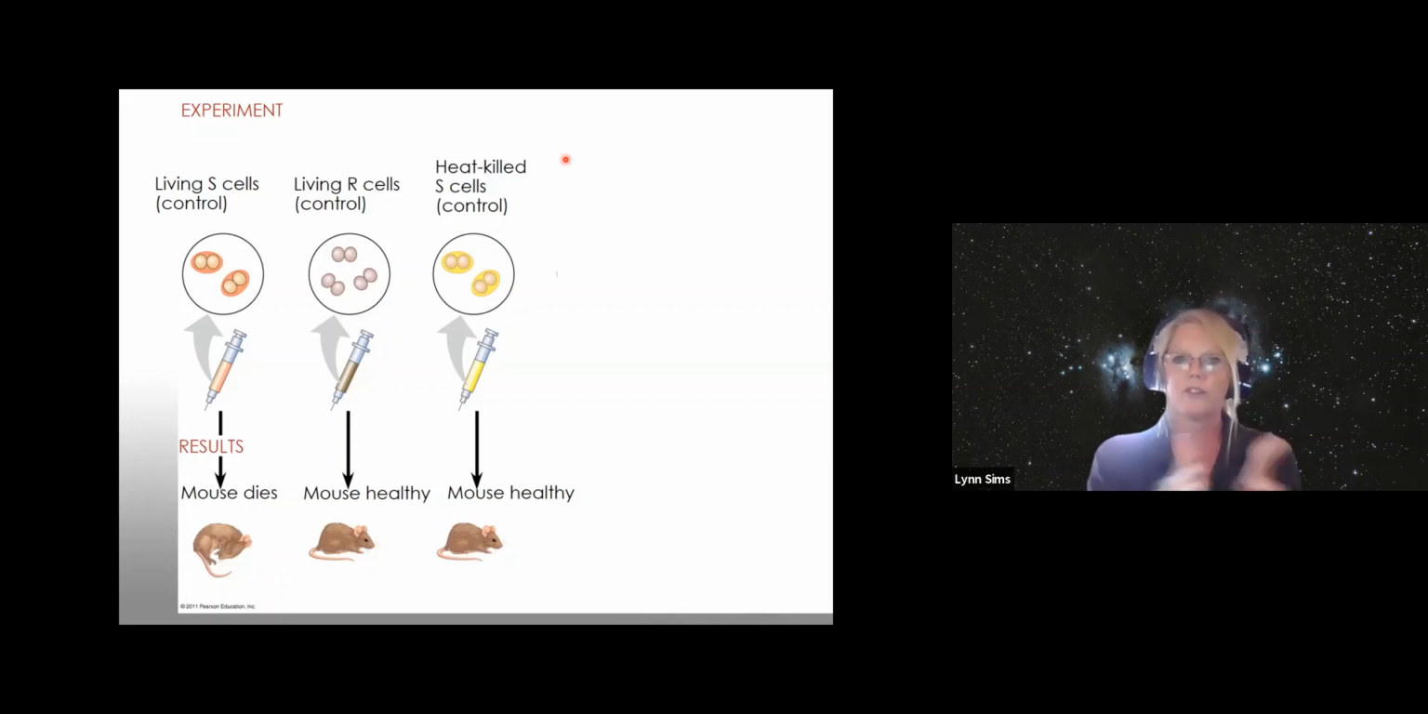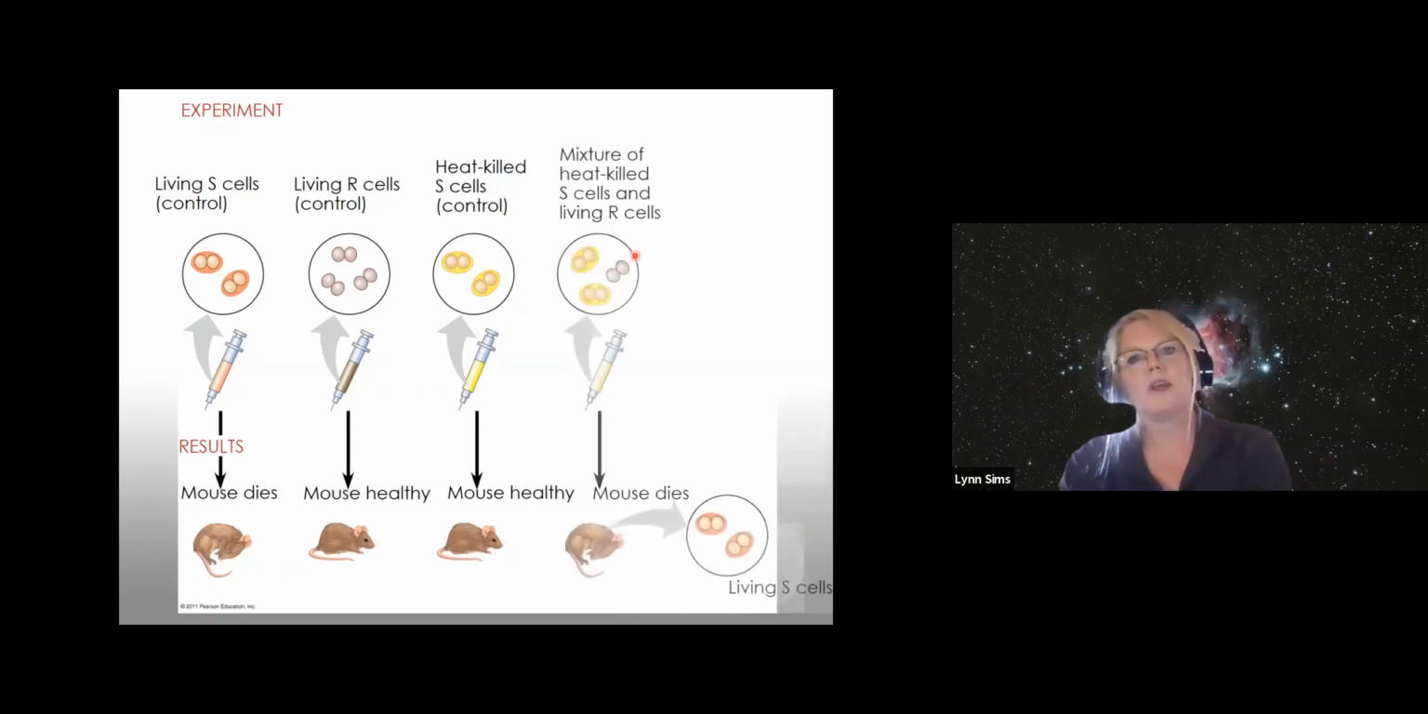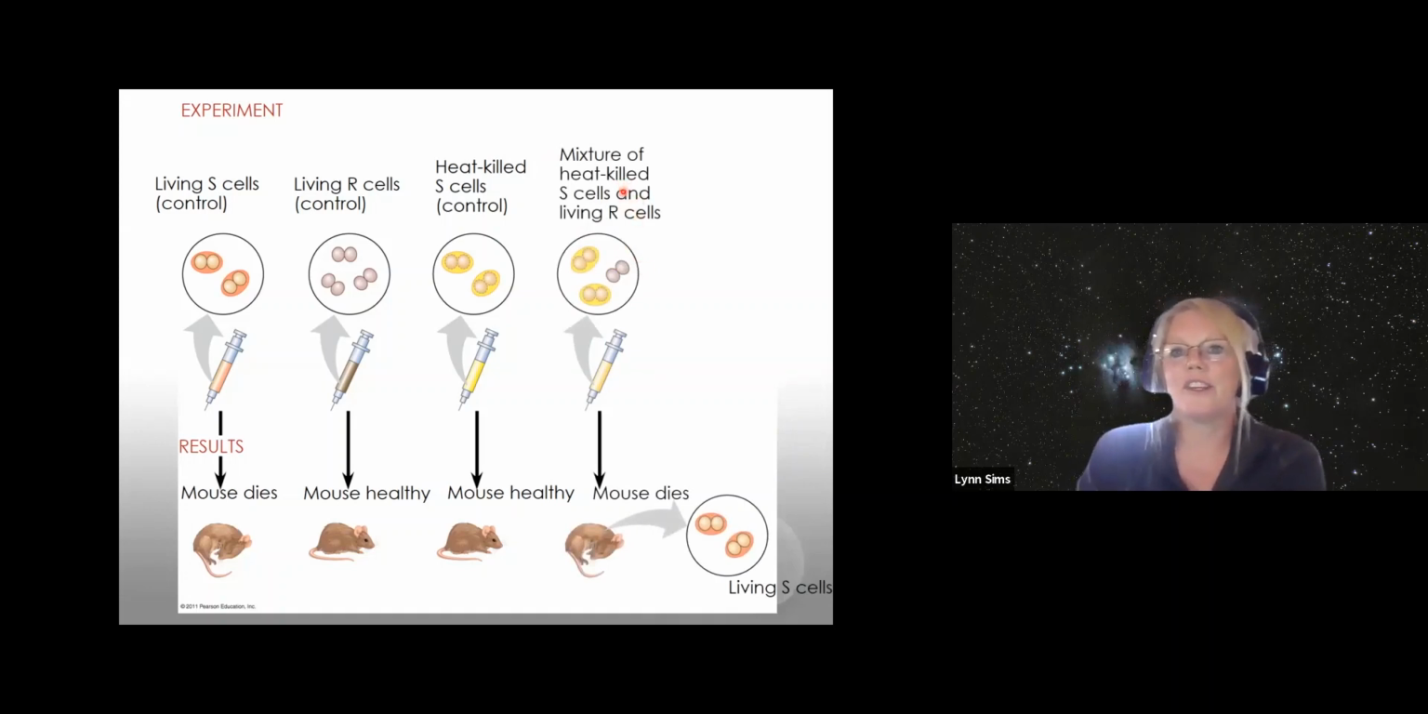Okay, so these are the three controls of the experiment. Then what did he do? He combined the heat killed cells. You can see this heat killed cell, and this is the pathogenic cell, however, it's heat killed. And he combined the R cells, which are the rough ones, which are non-pathogenic. So he combined those and then injected the mouse, and the mouse died.